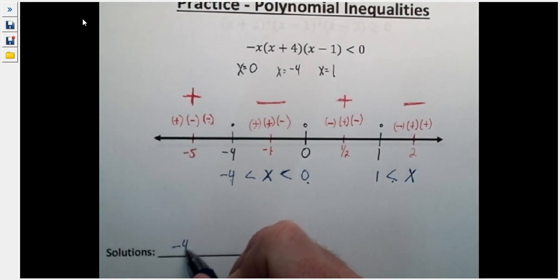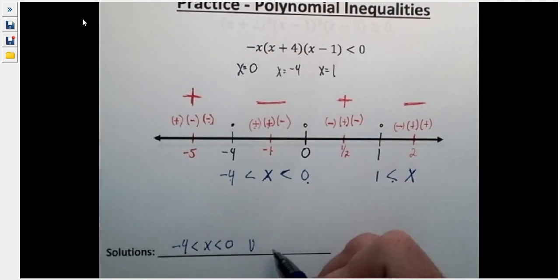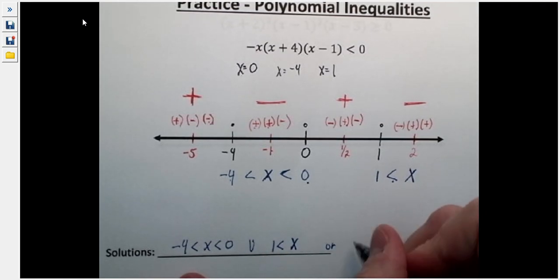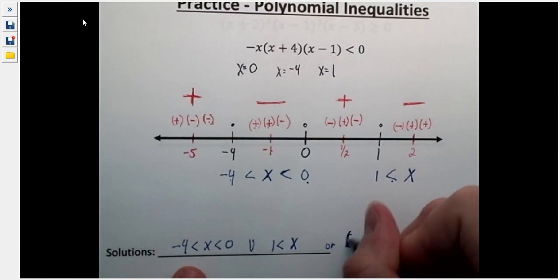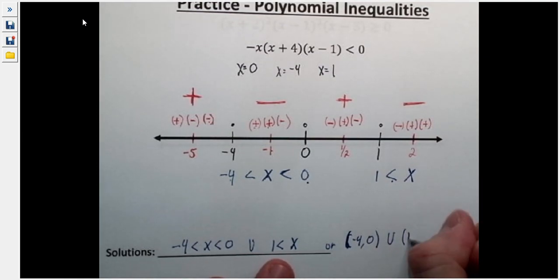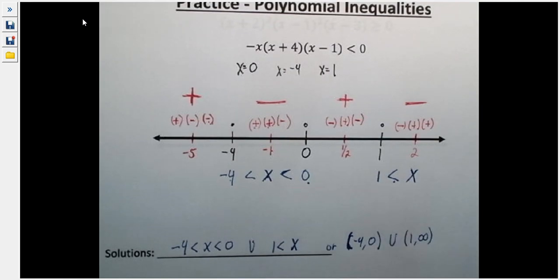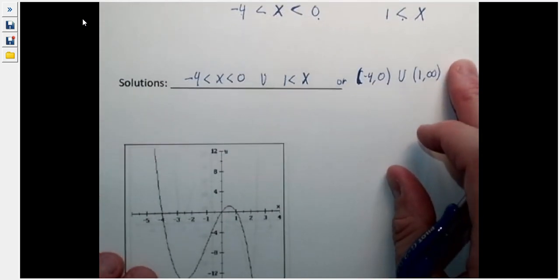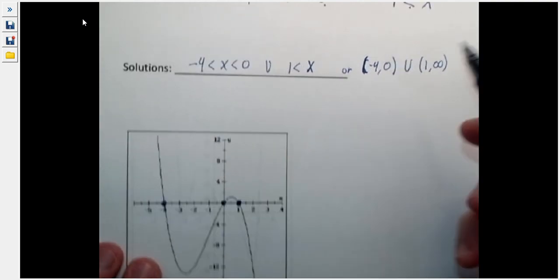That's my solutions. -4 to 0 in union with 1, x is greater than 1. If you wanted to write this, you could write it also as its inequalities, or you could do it in its notation form where it would be parentheses -4 to 0 in union with 1 to infinity. And notice none of them are brackets because we're not including the zeros. We're just saying bigger. Now, big picture, this is the graph right here. And again, you can see here's my zeros, 0 here, and my 0 here, which match up with these zeros.